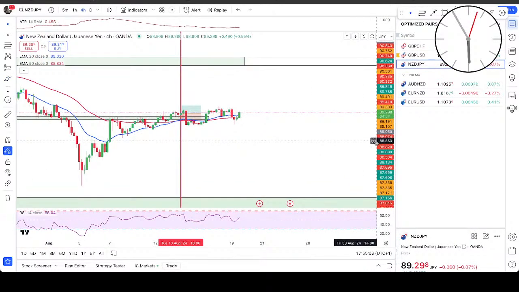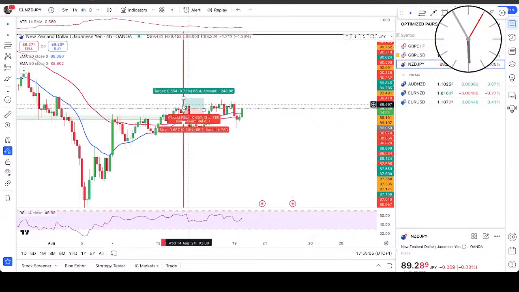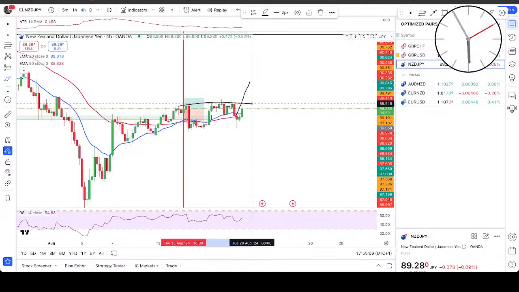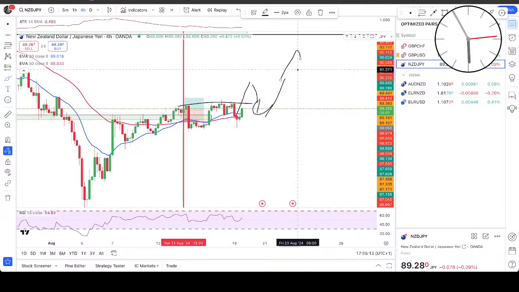NZD-JPY is just ranging sideways, so not interested in taking trades for this one unless we are broken above in a good momentum above this high, then a pullback, then a bullish engulfing pattern.